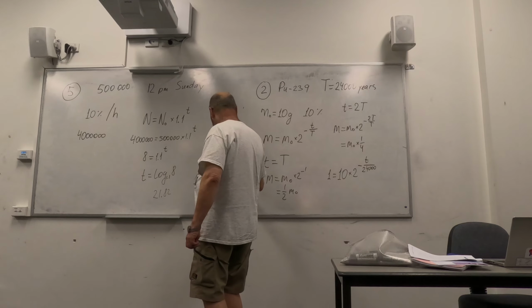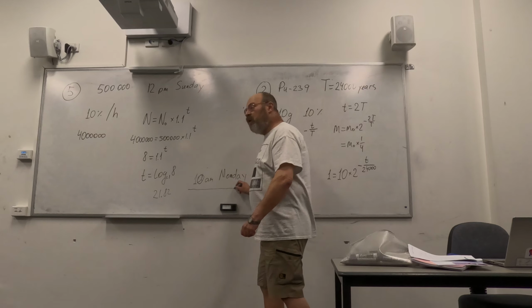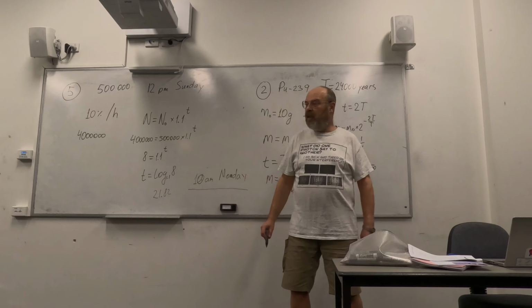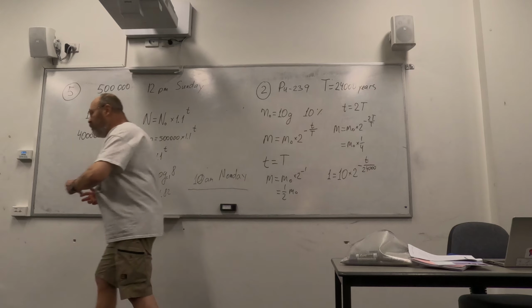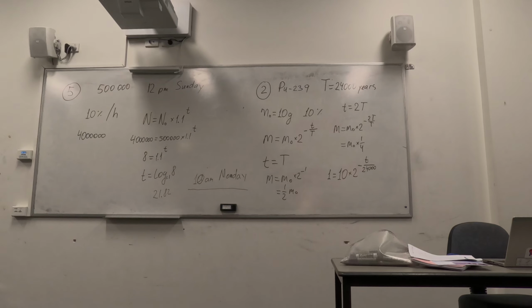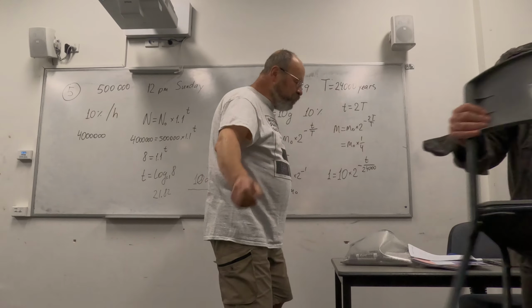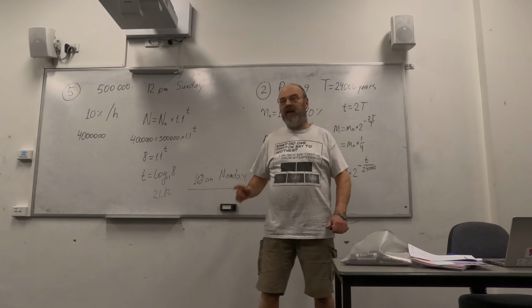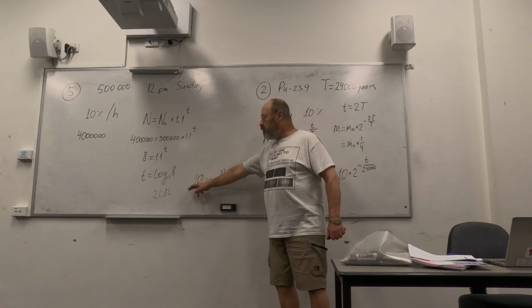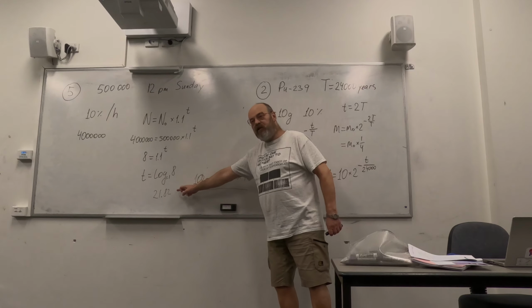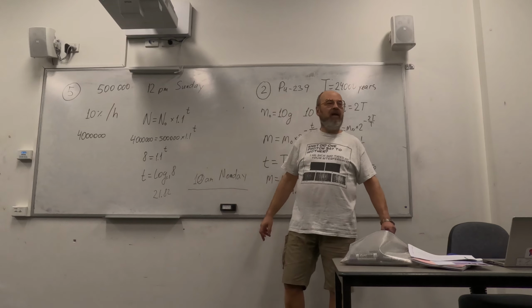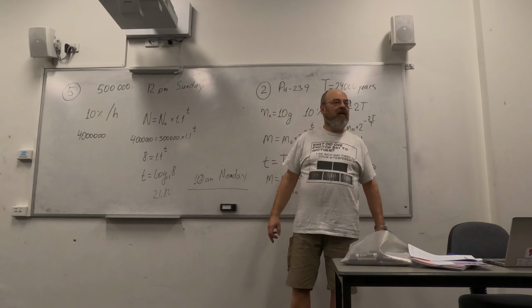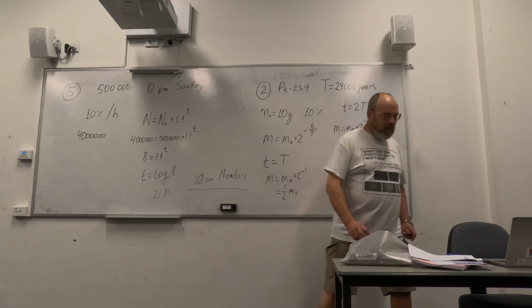So the proper answer will be 10 a.m. Monday. The amount of bacteria will exceed 4 million at 10 a.m. Monday. So remember that this is not what the question asks. You need to answer what the question asks. Make sense?